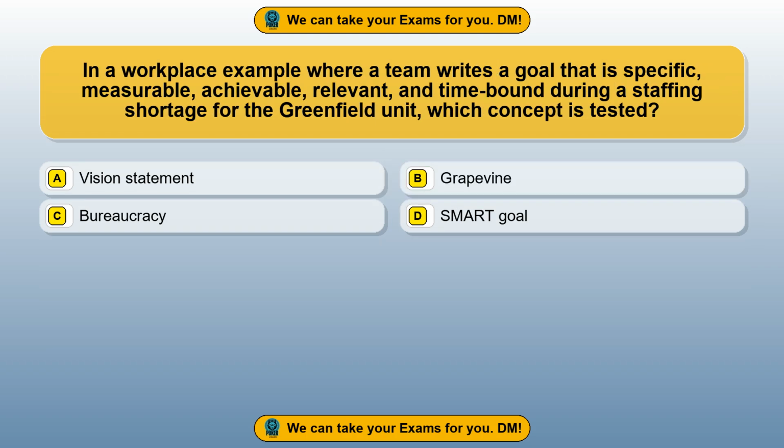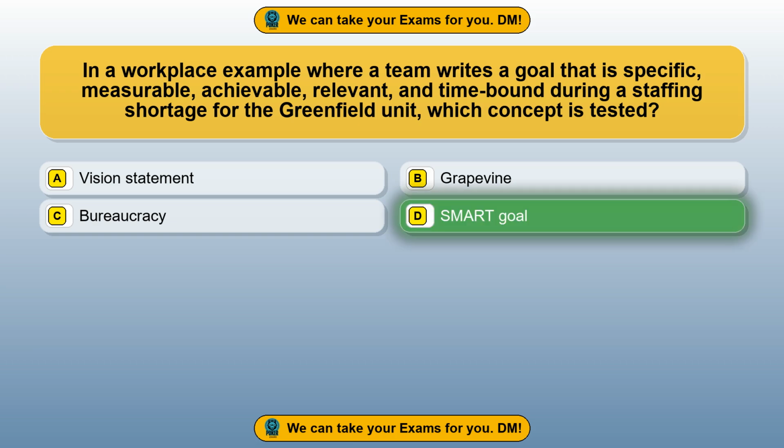Question 28. In a workplace example where a team writes a goal that is specific, measurable, achievable, relevant, and time-bound during a staffing shortage for the Greenfield unit, which concept is tested? Option A, vision statement. Option B, grapevine. Option C, bureaucracy. Option D, SMART goal. The correct answer is option D, SMART goal.